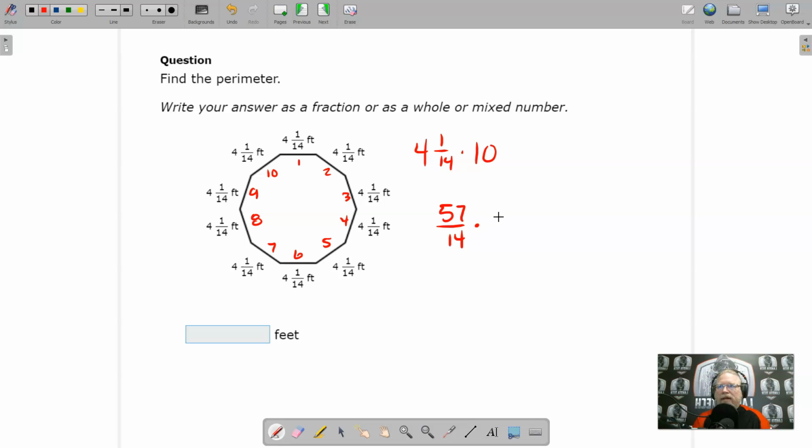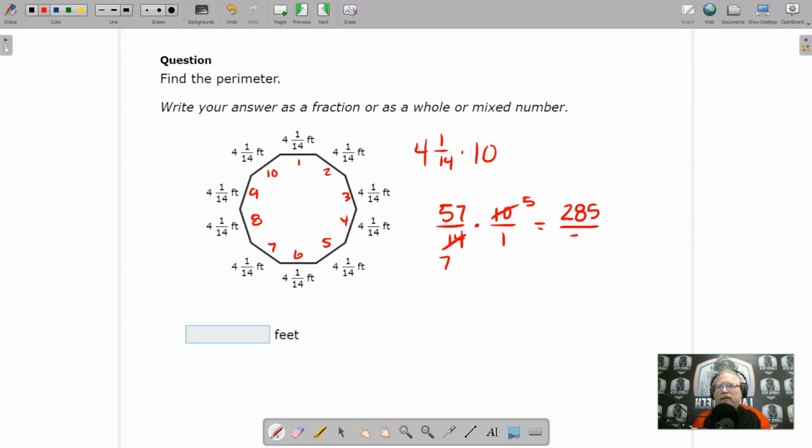The denominator stays the same, and I want to multiply that times 10. I'm going to make 10 a fraction. Now I notice that 10 and 14 both share a common factor of 2, so I'm going to factor that 2 out. 10 divided by 2 is 5, and 14 divided by 2 is 7. So I think that's all the simplification I can do there. Now let's do 57 times 5 for the numerator, which is 285.